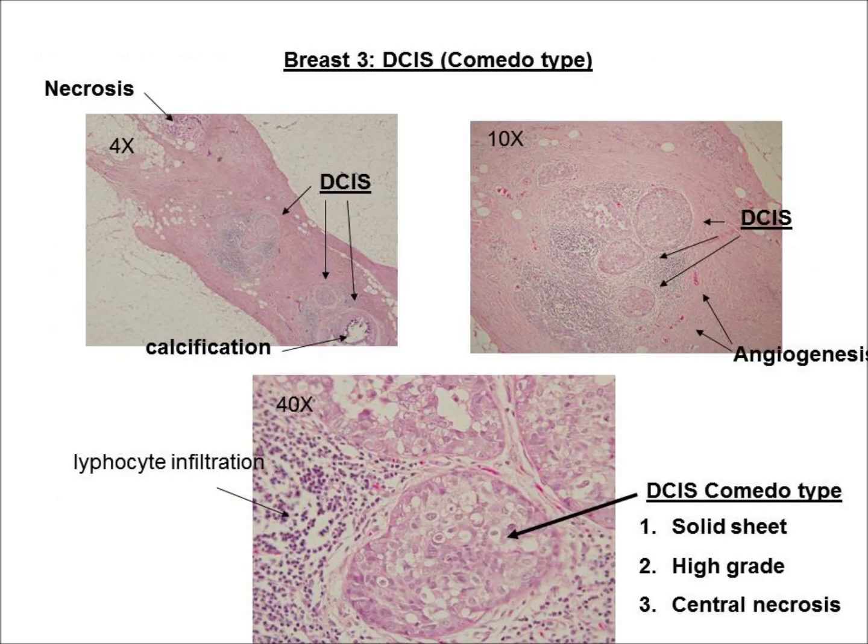Under low power, locate the region containing the ductal carcinoma in situ, or DCIS. This DCIS is of the comedo subtype based upon the following features. First, the tumor cells have formed a solid sheet. Secondly, the tumor cells are of a high grade, in other words, not well differentiated. And third, you will find the presence of central necrosis, which I will show you next.